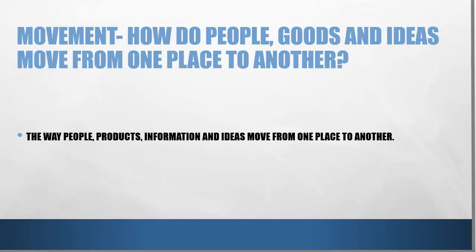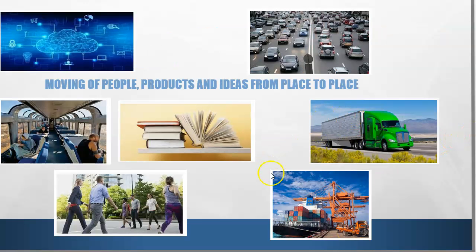Movement is just the way that people move goods, ideas, people, goods, and ideas from one place to another. That's the question. How do people move? How do people, goods, and ideas move from one place to another? So here are some examples of ways that people, ideas, and products move from place to place. So you've got people moving in cars, trains, by foot, bicycle, airplane. Those are different ways you can move people. Products, you've got these cargo ships and then tractor trailers to move goods from one place to a next.